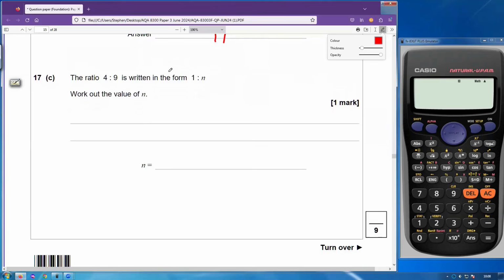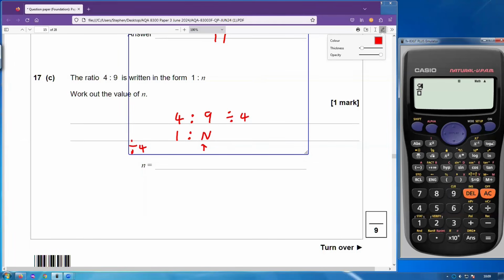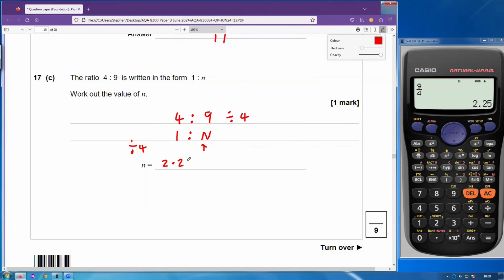The ratio 4 to 9 is written in the form 1 to n. Work out the value of n. Well, that must be if 4 to 9 goes down to 1 to n, I'm just going to say divide both sides by 4. So we can just go literally in the calculator, 9 over 4, and it'll give us, well, we can put it as a fraction, but it's 9 over 4, which is fine, but we can SD it, 2.25. So n is 2.25, or 9 over 4. Show 9 over 4 there so they can see it.